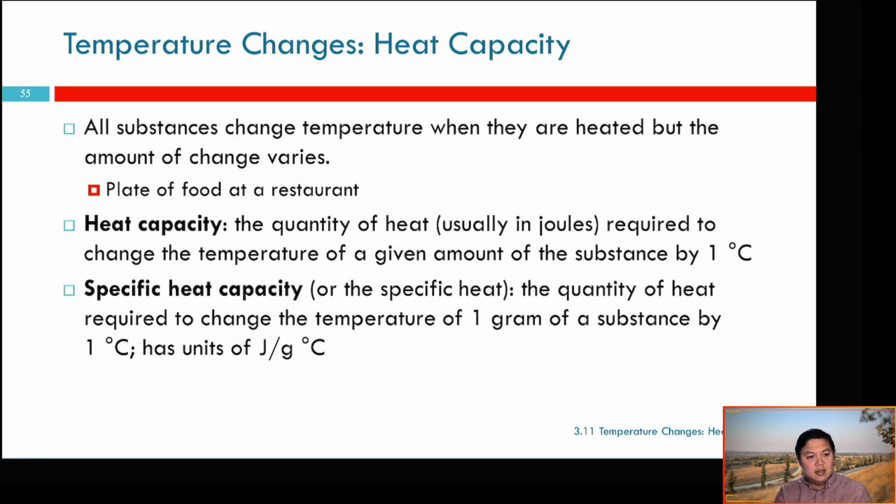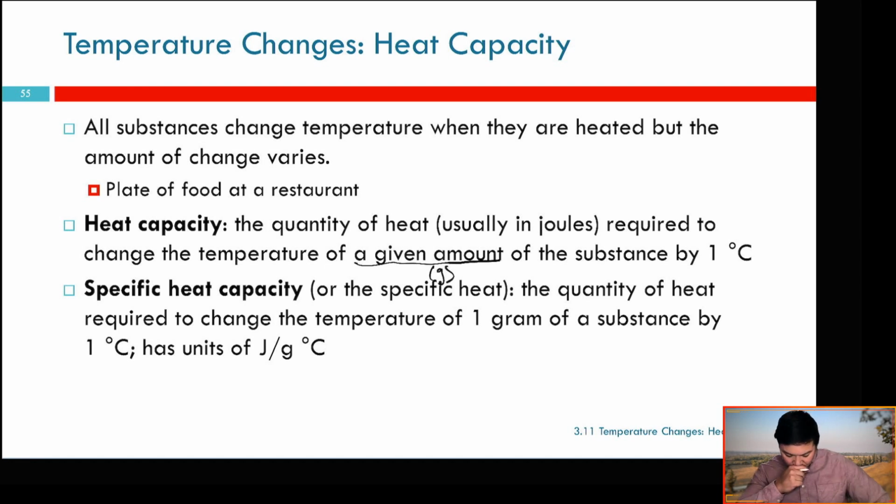All substances change temperature when they are heated, but the amount of change varies. And so we call this the heat capacity of an object. It's the quantity of heat, usually in joules, required to change the temperature of a given amount of the substance by 1 degree C. And actually, when we say a given amount of the substance, we mean that given amount in grams. So the mass of the substance.